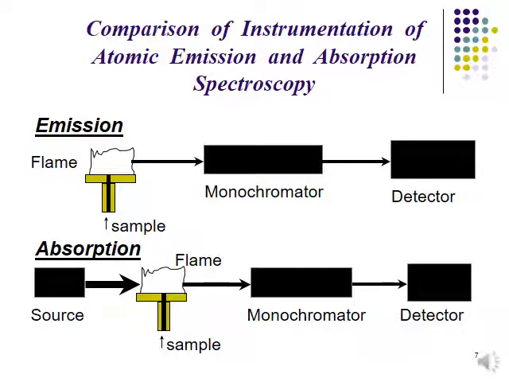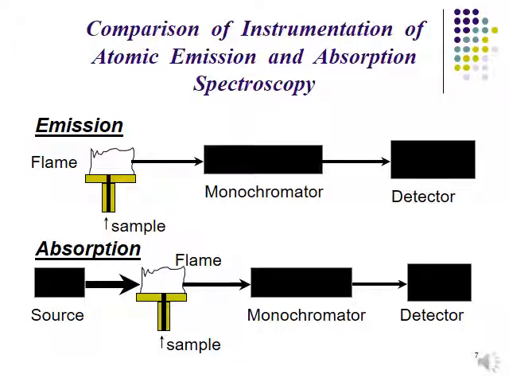So what is the difference between emission and absorption? You can see clearly from this schematic arrangement of the instrument for AAS and AES. For emission, you can see that the flame will burn your sample, so it means that you cannot get back your sample. It will be burned, and after that it will pass into the monochromator. What is the function of the monochromator?